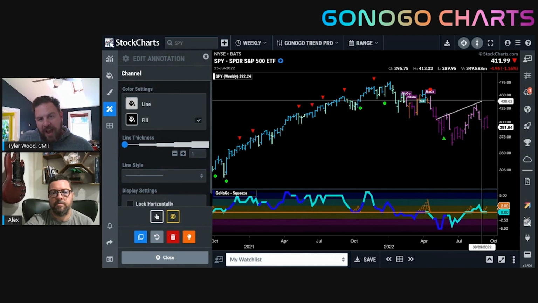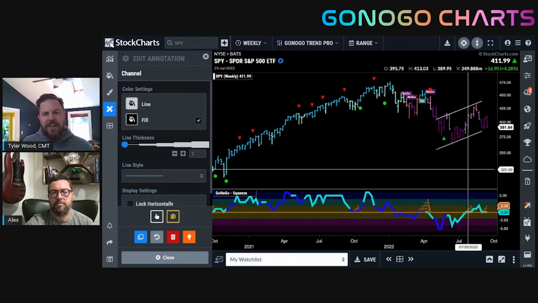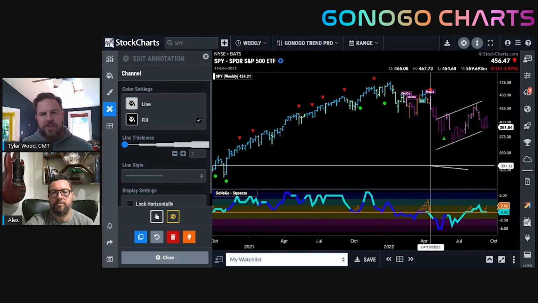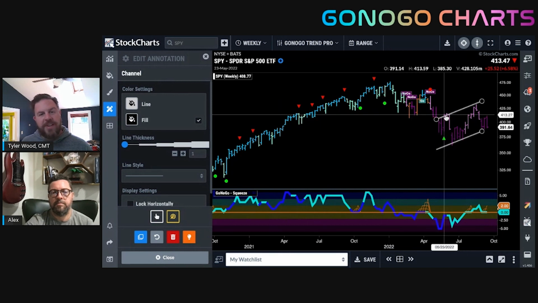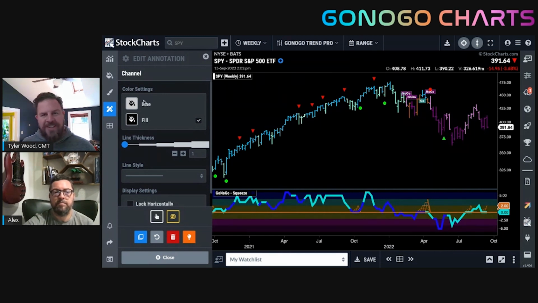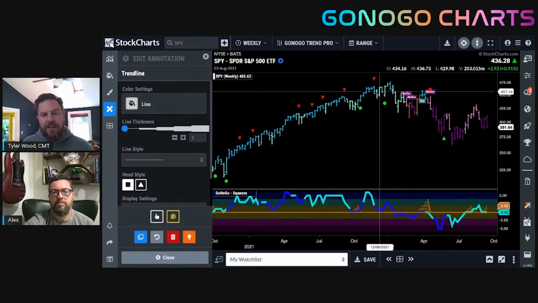When we look at a weekly time frame chart, and we're seeing the whole year of 2022, we see a series of lower highs and lower lows. That's the definition of trend from a technical analysis perspective. And of course, we're seeing a bit of a broadening formation.